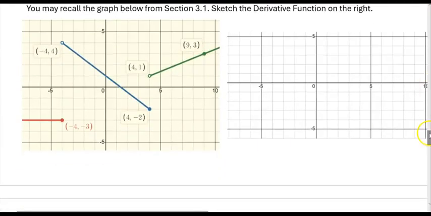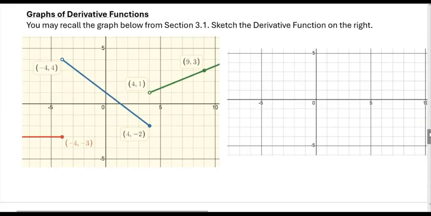So here is a graph for you. This is a piecewise graph, and I'm asking you to sketch the derivative function. Well, how am I going to do that? Just think about it as pieces. Like here, on the very left side of this graph, it's just a constant function.